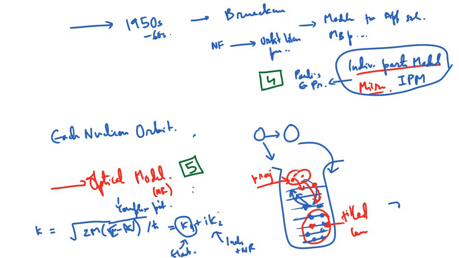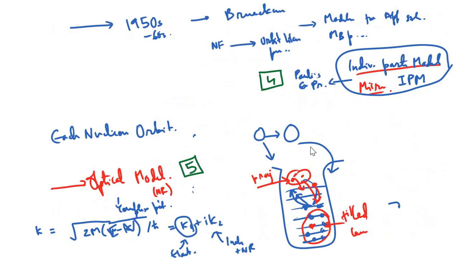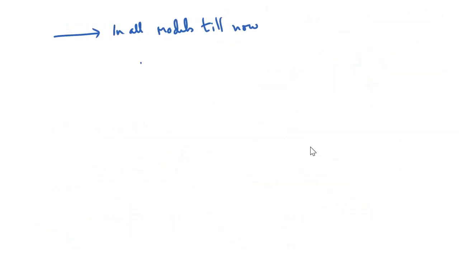Understand? And so we have talked about 5 nuclear models. Now, an important point to note is that in all these 5 cases till now, we have assumed that the nucleus is in spherical shape.